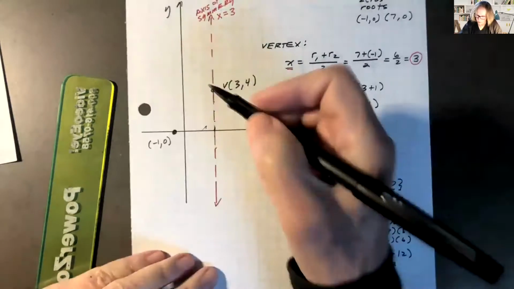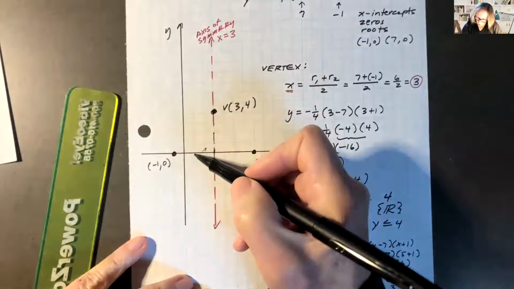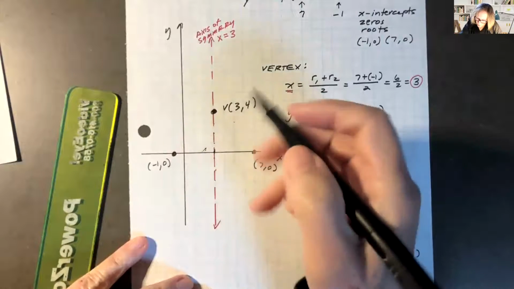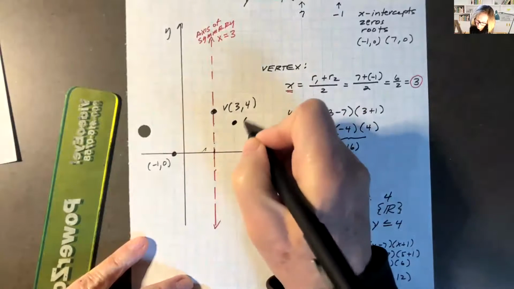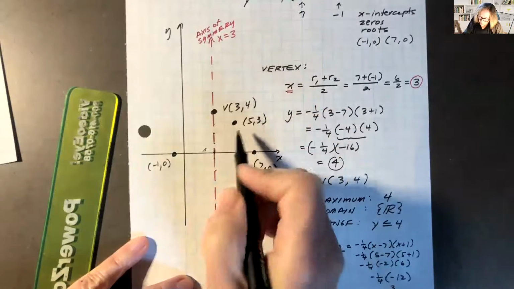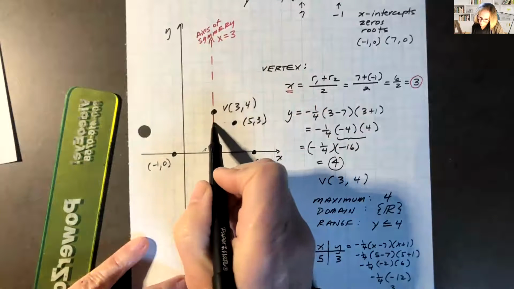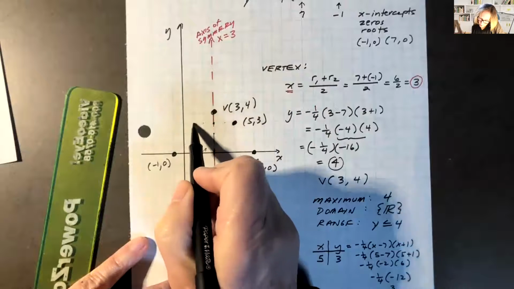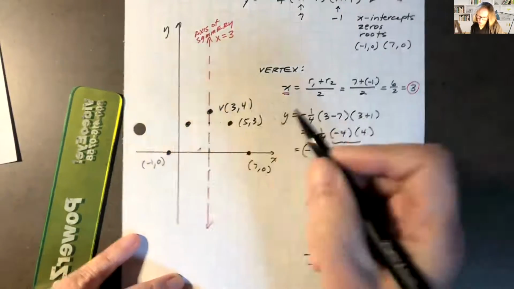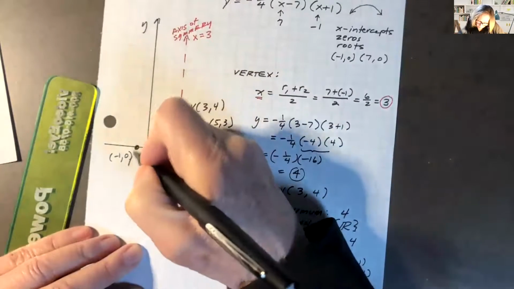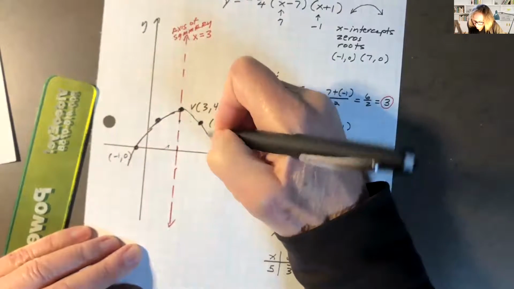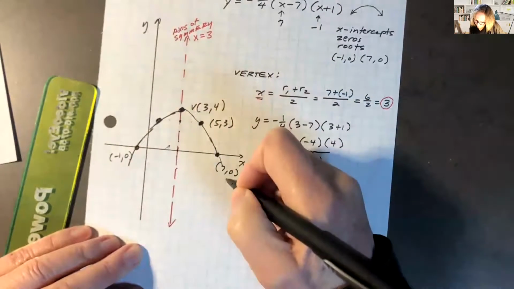So I know that ordered pair is on here, so I'm going to go 1, 2, 3, 4, 5, 1, 2, 3. So that point 5, 3 is on the graph, and I can reflect it. I am 2 to the right of the vertex of the symmetry line, and so I go 1, 2 the other direction. And that's going to give you enough guide points to sketch in kind of a wide curve that's going infinitely downward.